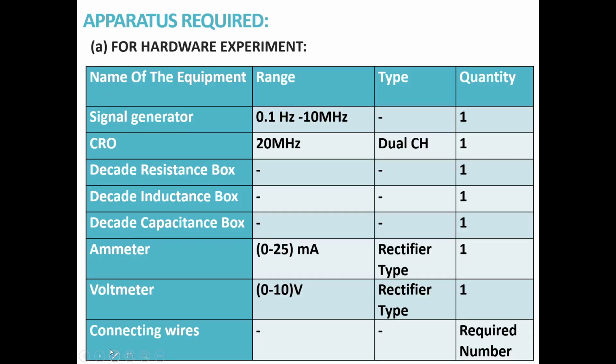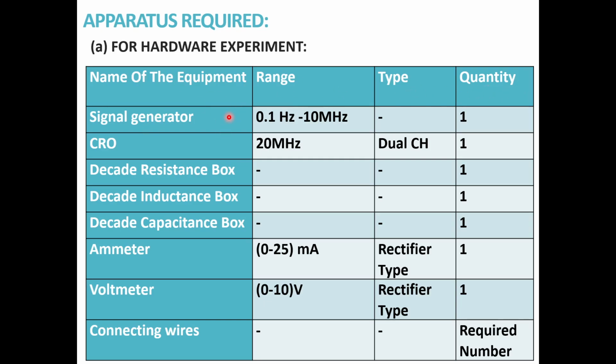Next, apparatus required. So apparatus required for the hardware experiment. So the first column should be the serial number, which I have not drawn here. You people can add one more column here and you can write the serial number. From the second column onwards, the name of the equipment, range, type and quantity you must write.